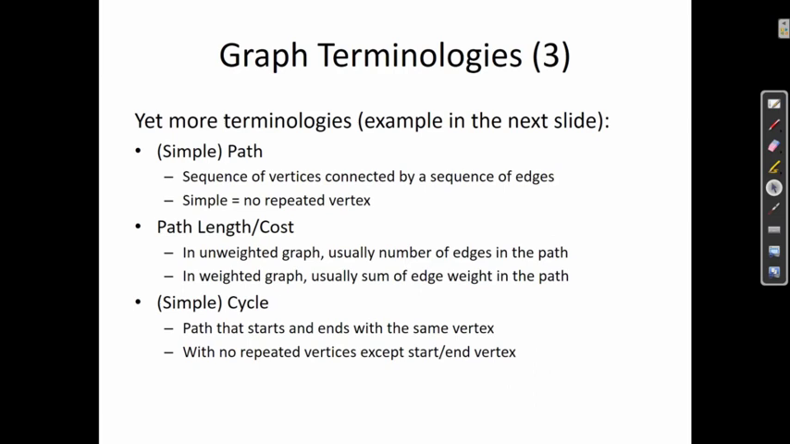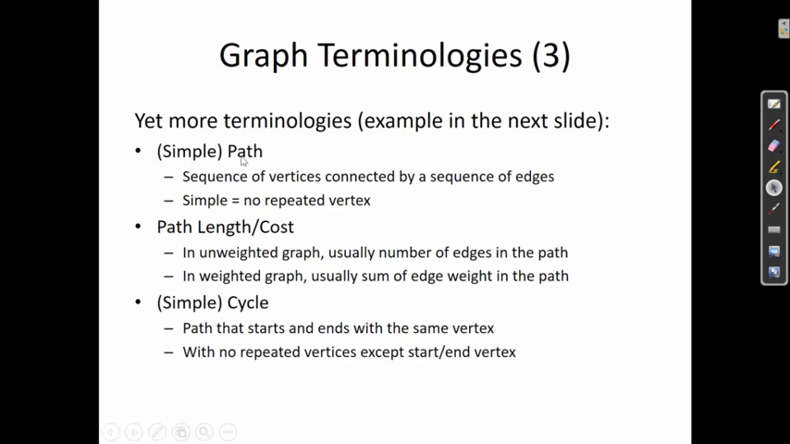More graph terminologies. That's the notion of a simple path in a graph. What's a simple path? It's simply a sequence of vertices connected by a sequence of edges, and there are no repeated vertices. That's where the word simple comes from. If you have a path, then there's also the associated notion of path length or path cost. In an unweighted graph, the path cost or path length is just the number of edges in the path. In a weighted graph, it's the sum of all the edge weights in the path.